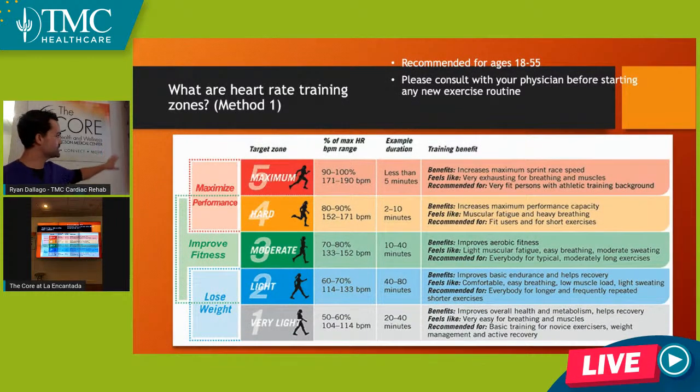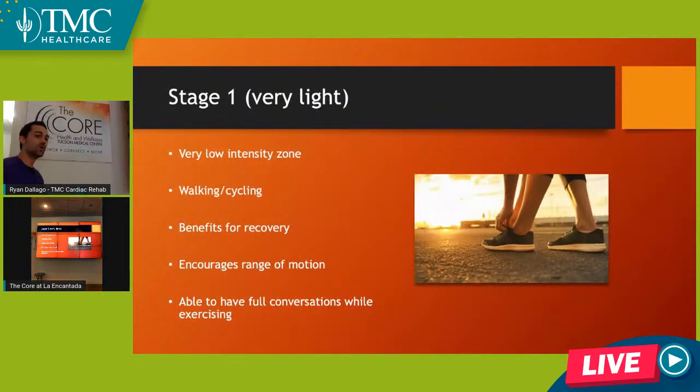Again, all 5 zones here for you guys, and we're gonna break down each one of those zones next. Zone 1 is gonna be very, very light. This is your very low intensity zone. Examples of exercise for this zone would be walking or cycling. This is where you start to see the benefits for recovery. It encourages range of motion and ability. In addition to that, it also allows you to have full conversations while you're exercising.